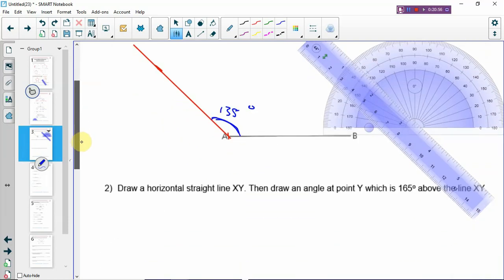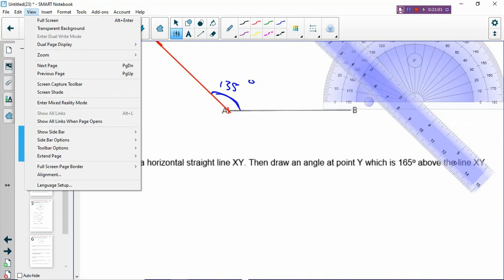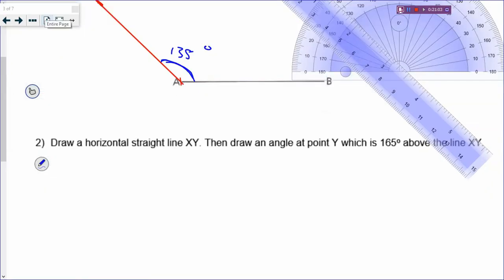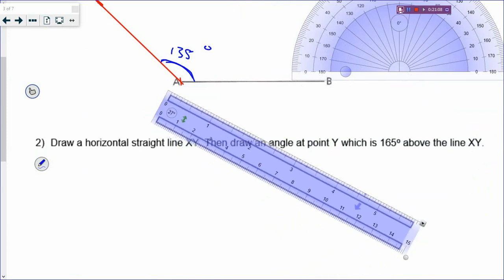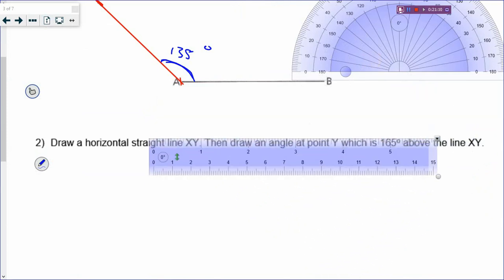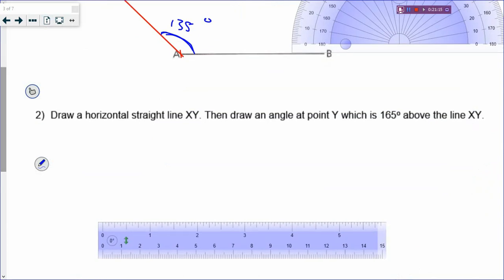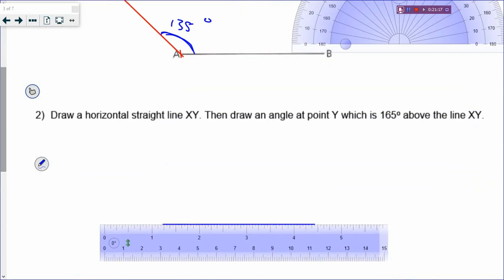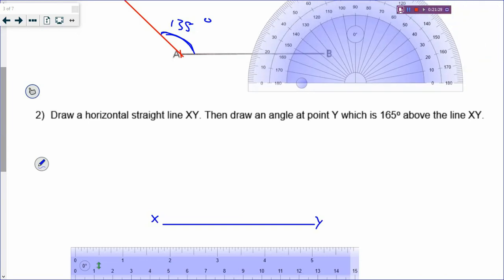Okay, let's go to another example. Now draw a horizontal line XY. How do you draw a horizontal line XY? Again, use your ruler, and draw a horizontal line, not too long. You need to call the line XY, and then draw an angle at point Y. Your angle must start at point Y, which is 165 degrees above the line.